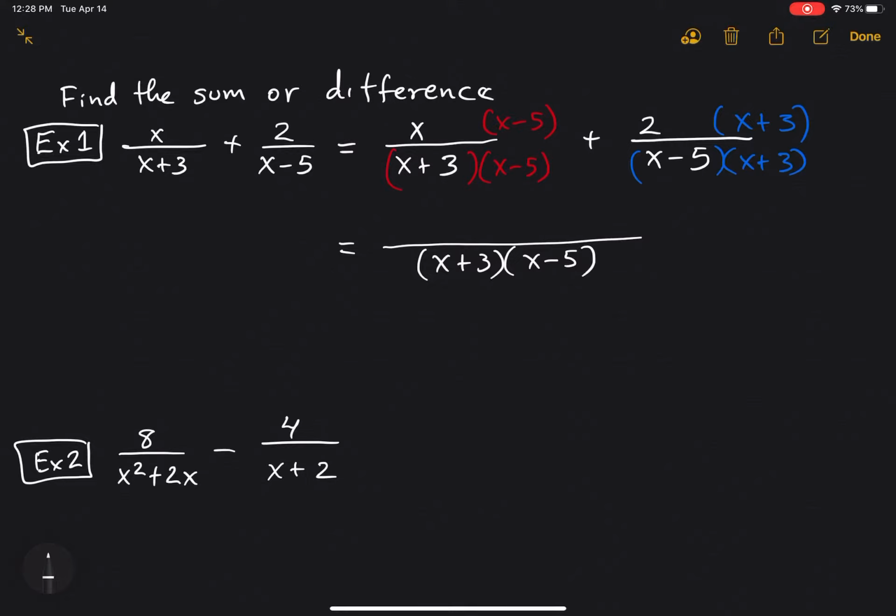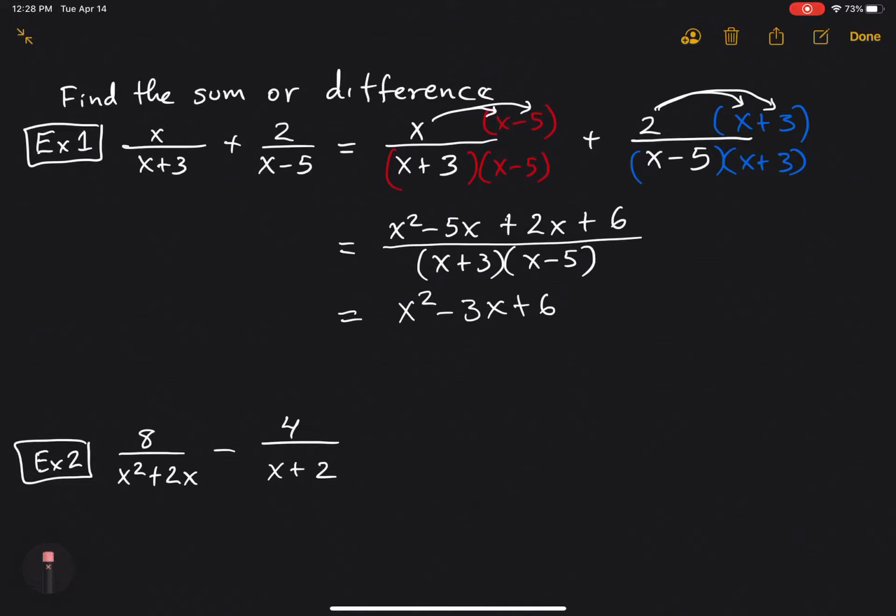At this step, we want to distribute that x here. So x times x makes x squared. We need to distribute that x and get negative 5x. And because we are adding, all you have to do is distribute that 2 and get 2x. Distribute that 2 and we get a positive 6. Okay, and now all we have to do is simplify the numerator by adding like terms. Notice that x squared has nothing to be combined with, but negative 5x and positive 2x makes negative 3x. And then positive 6. Again, we're getting this from the numerator here.